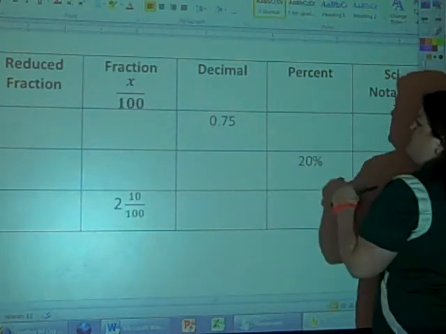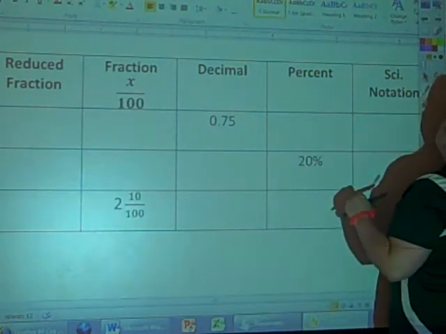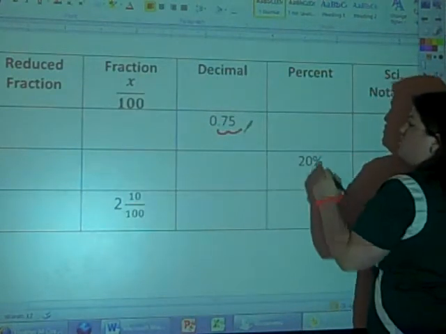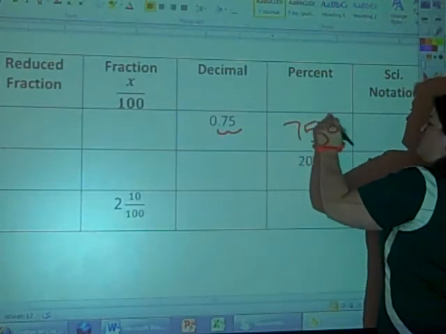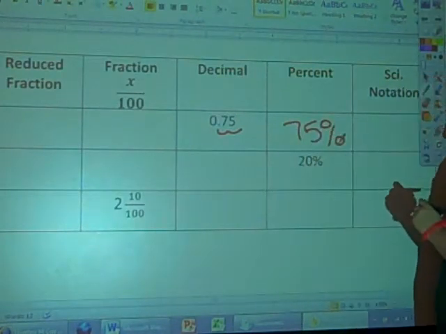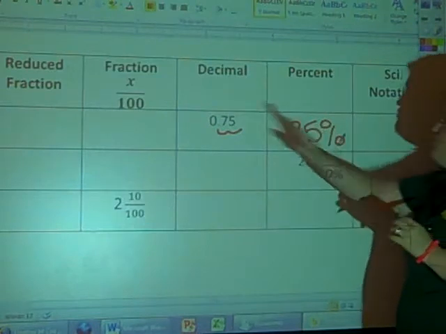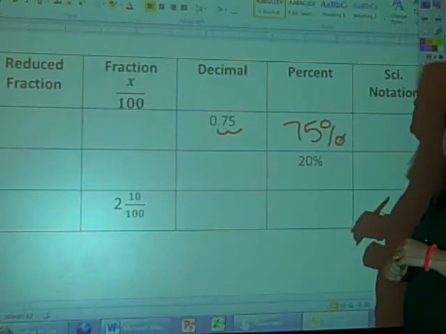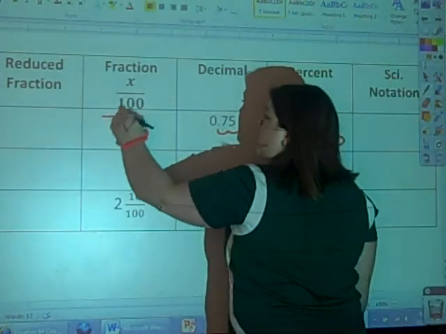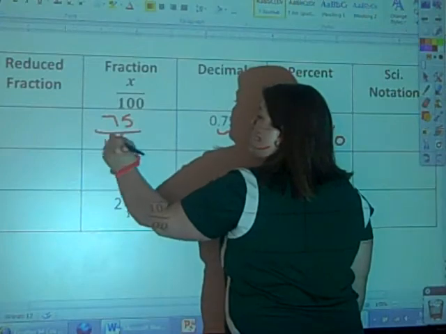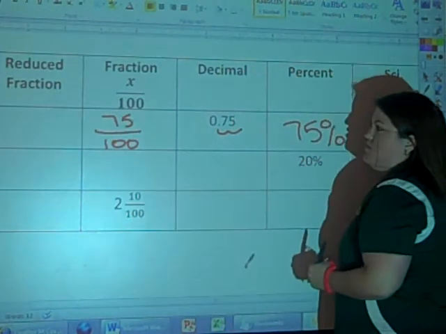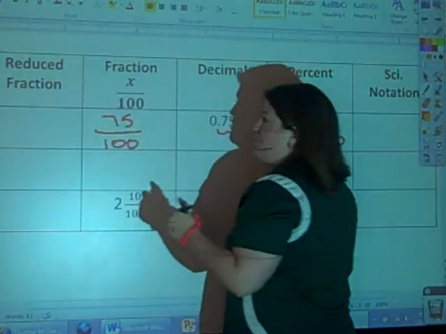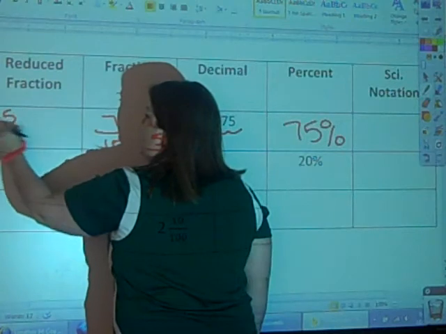To change a decimal to percent, we move our decimal place 2 times to the right. So 1, 2 would give me 75%. And knowing that percent to a fraction means you write it over 100, that's my next logical step to take. So I would have 75 over 100. And then I can go ahead and reduce it. 5 is a common factor, so I'm going to write it in here and show my steps for how I've reduced.